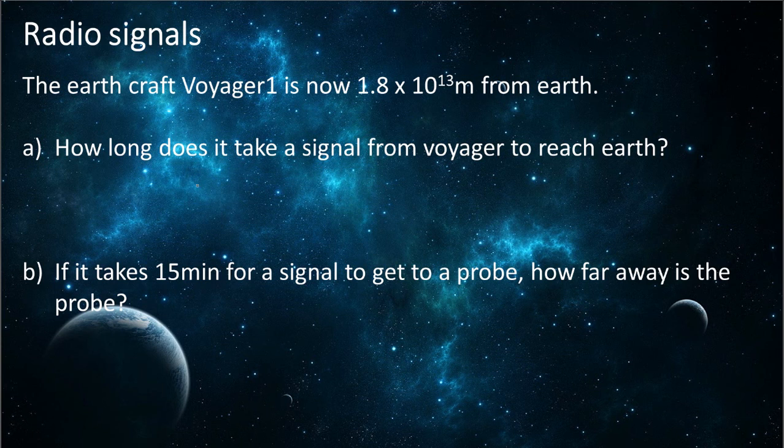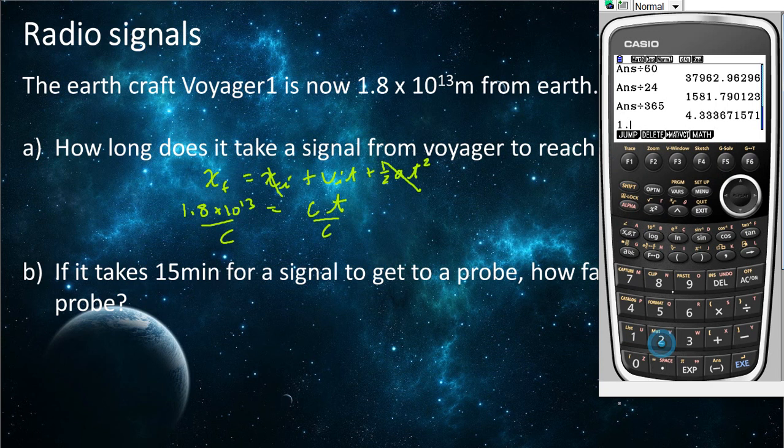So it's essentially the same thing as what we just did. We are going to have x_f equals x_i plus v_i t plus a half a t squared, and light is not going to accelerate, and our initial position we'll say is Voyager, so it is 0. So 1.8 times 10 to the 13th is going to equal the speed of light times t, and we'll divide by c. So the same basic idea.